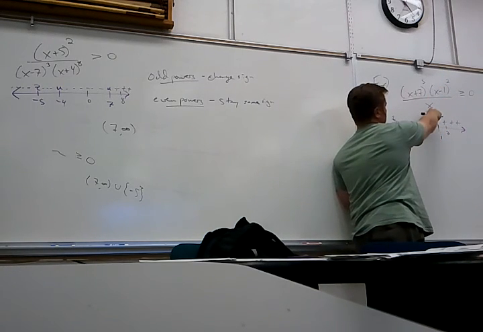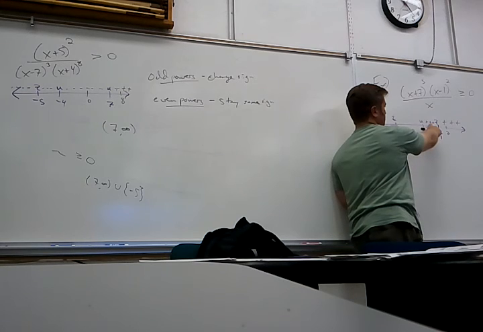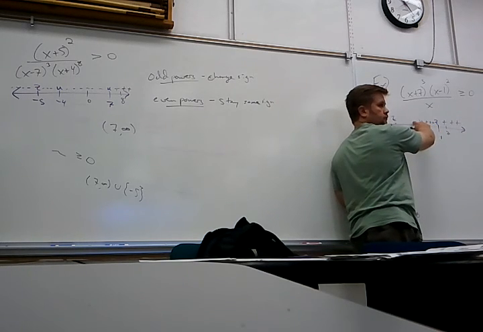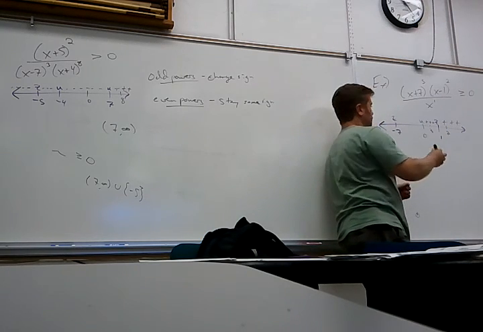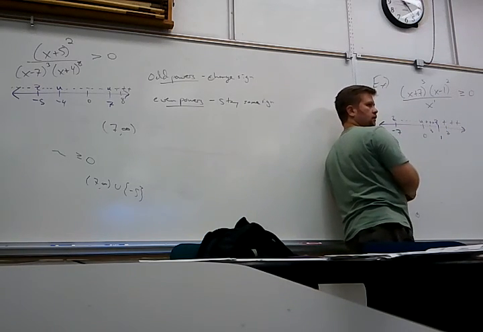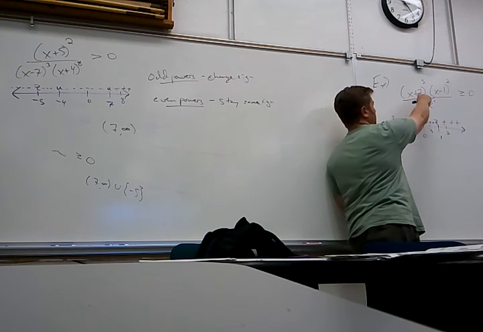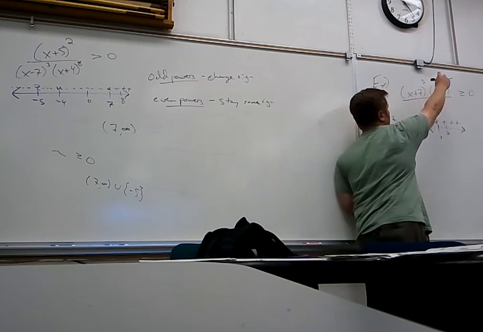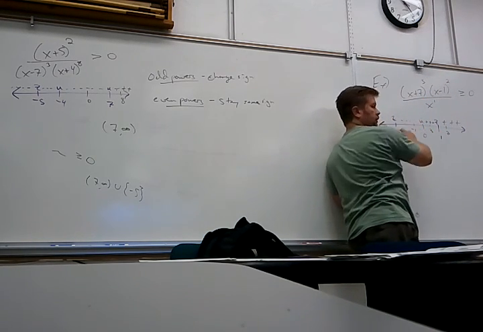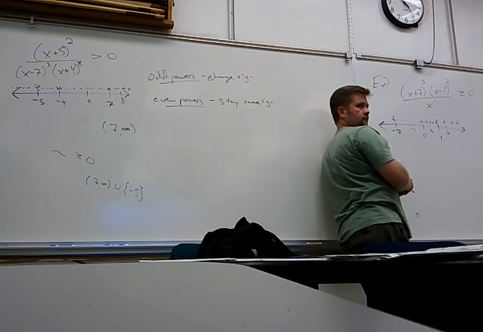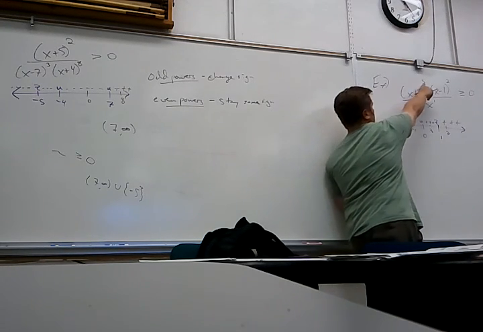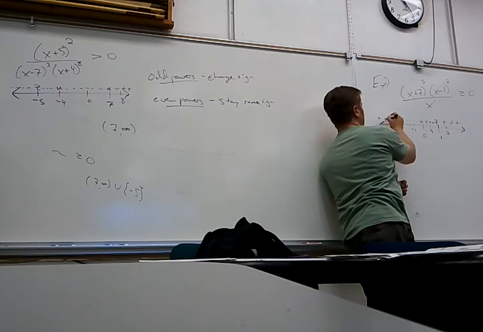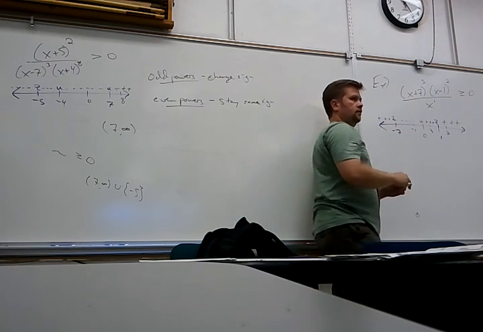What about around 0? Will it change signs? What power is it to? That's an odd power, so it should change signs. Again, you can check it by plugging in a -1. You get positive times positive over negative, which is negative. Will it change signs around the -7? Yes, because it's to an odd power. It changes signs. Again, you can plug in -8 to check it.